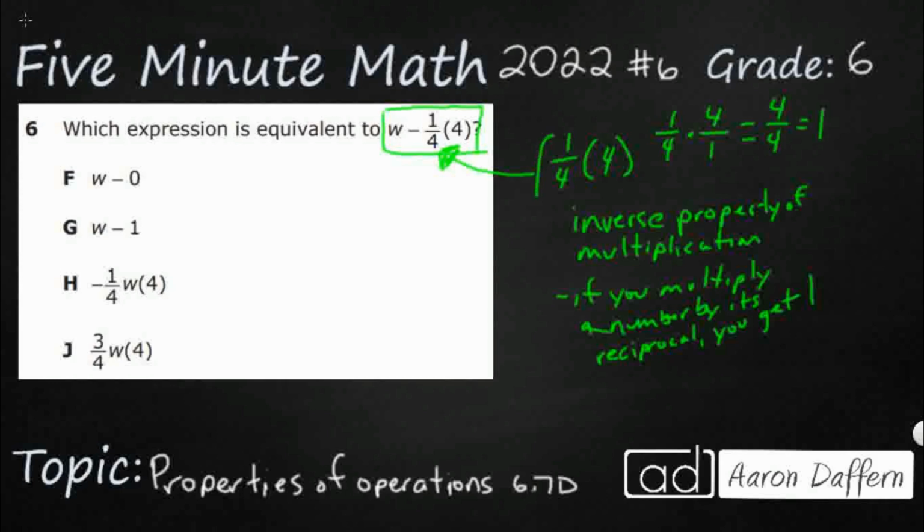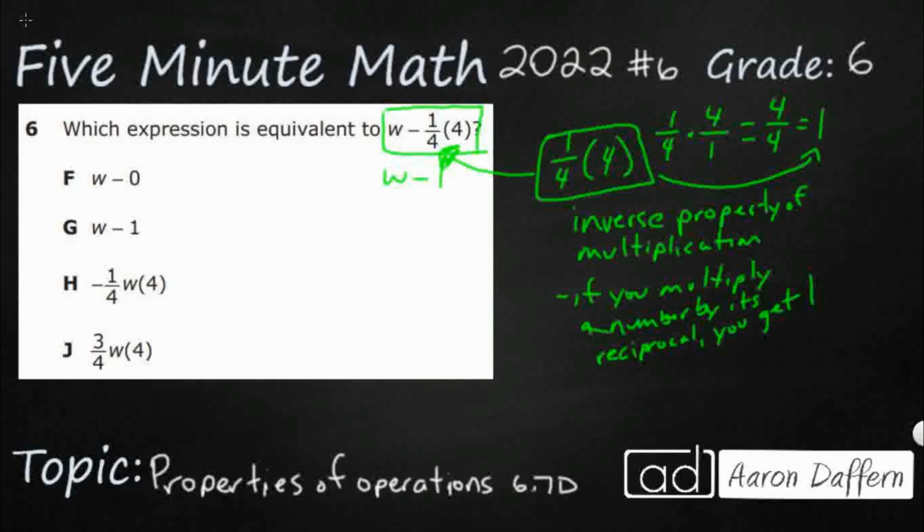So this is an example of the multiplicative inverse property, because 1/4 is the reciprocal of 4, because it's a number that you can multiply by another number in order to get a product of 1. So really, that's what we're looking at. What does 1/4 times 4 equal? Well, it simplifies down to 1. So if we were to replace this 1/4 times 4, now you're looking at G right there.